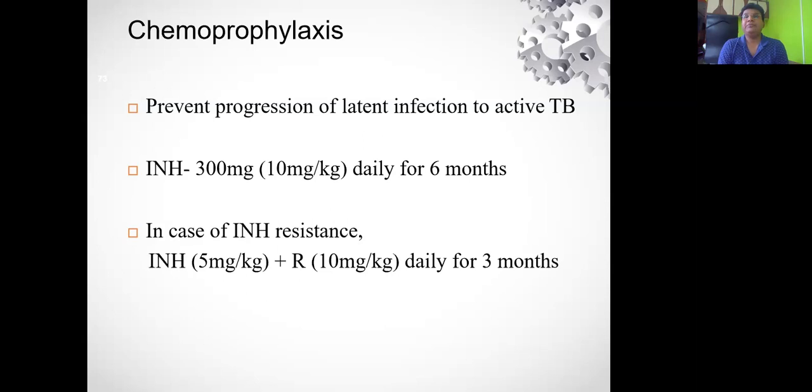Then secondary chemoprophylaxis is the one where, in case of INH resistance, it can be initiated by using INH 5 milligrams per kg along with rifampicin 10 milligrams per kg daily for 3 months. So this is regarding the chemoprophylaxis of tuberculosis. That means chemoprophylaxis is given to prevent the progression of latent infection of tuberculosis to active tuberculosis. In primary chemoprophylaxis we give INH. In secondary chemoprophylaxis we give INH plus rifampicin.